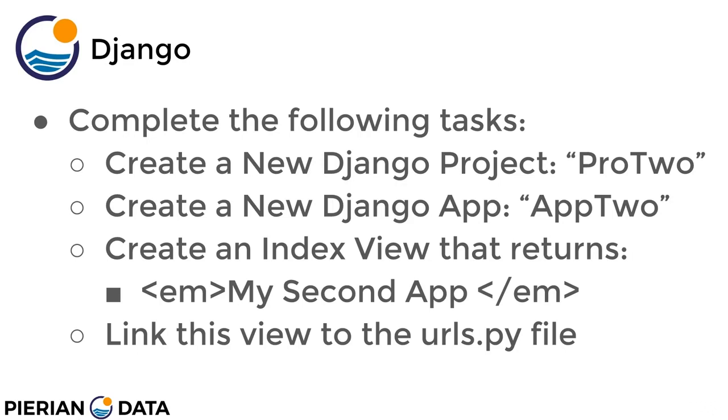Then I want you to create an index view inside of that new Django application, and I want you to have it return this line, my second app wrapped in emphasis tags. So note that this is actual HTML code. The reason I'm asking you to do this is because I want you to explore what happens when you actually put a string of HTML code instead of just a normal string.